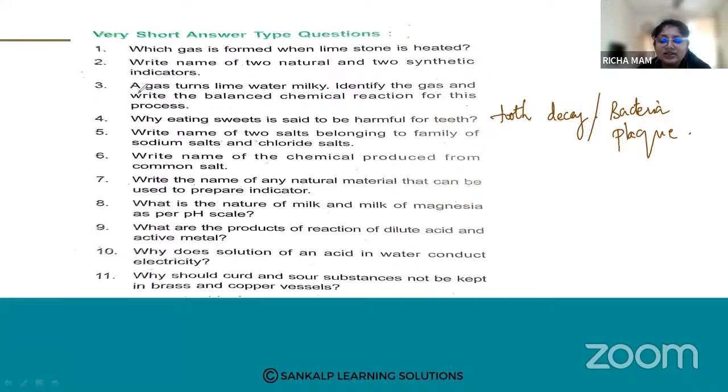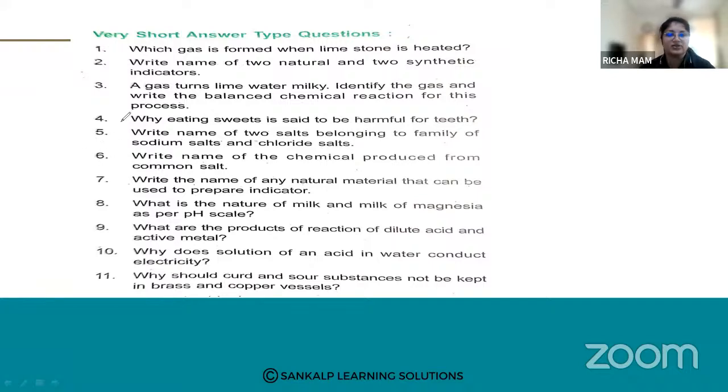So how do you protect your teeth from decay? You have to brush your teeth soon after eating anything. So what is the answer? Why is eating sweets said to be harmful for teeth? Eating sweets is harmful for teeth because it can cause tooth decay. I hope you have got the answer. Let us go for the next one.